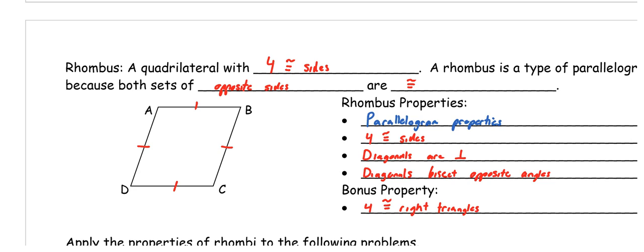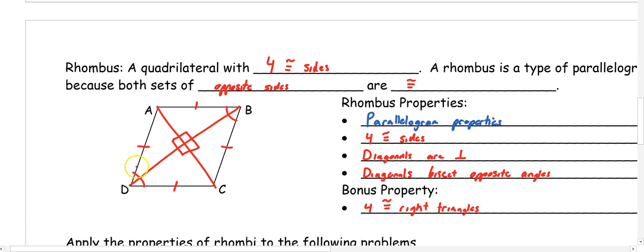So the properties of a rhombus, they still have all of the parallelogram properties, and then they add in a couple more. So we have 4 congruent sides. We have diagonals that are now perpendicular. Remember, perpendicular means that they make right angles.